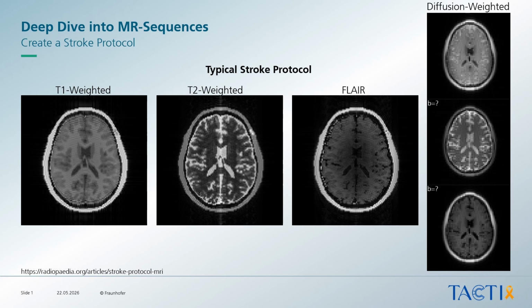Alright, so last but not least, we will create a typical stroke protocol using the gammaStar front end. And therefore, based on the previous lectures, where you already got familiar with some of the MR sequences which are available from the front end, we would create a T1 weighted image, a T2 weighted image, some fluid suppressed FLAIR image, and the diffusion weighted image, which are quite typical for clinical stroke protocols.